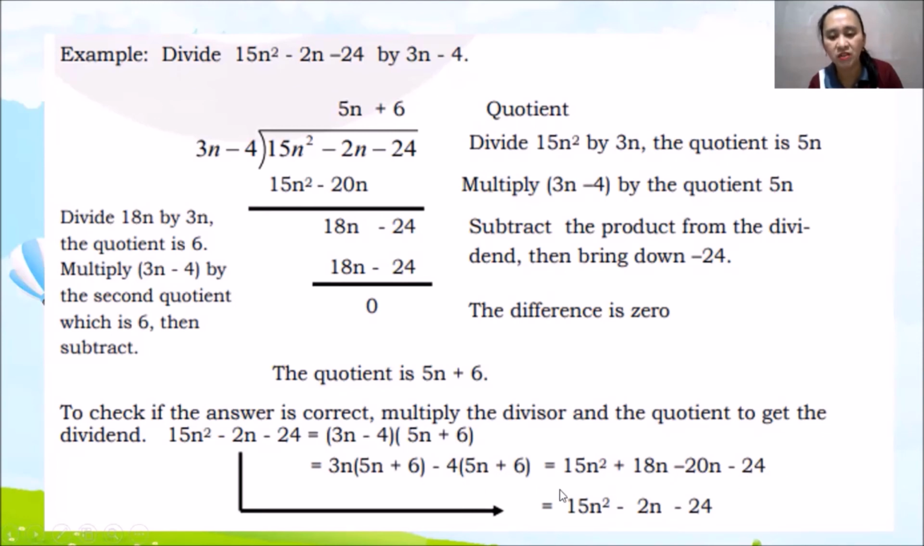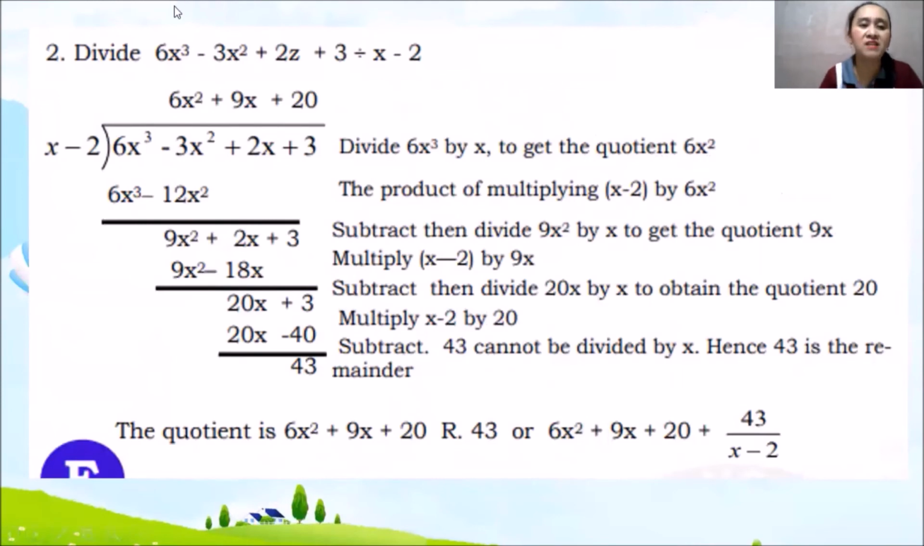Combine similar terms, so bring down 15n squared. 18n minus 20n, so 18 minus 20 is 2. And copy the sign of 20, which is minus, kaya minus 2n. And bring down minus 24. So, we have correct answer because we get the dividend of the given. So, example number 2.